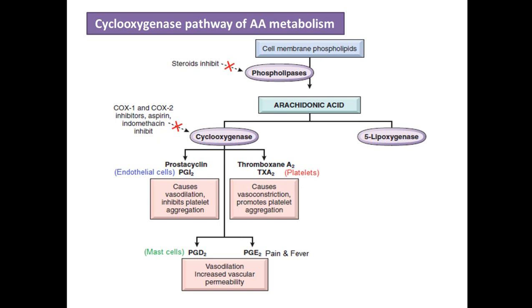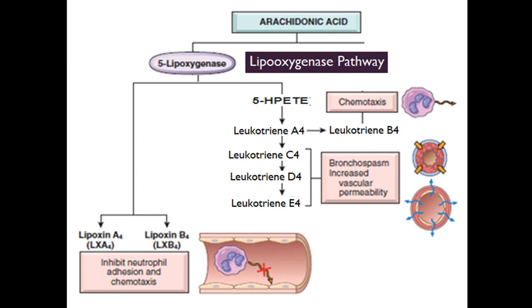In the platelets, the cyclooxygenase enzyme converts arachidonic acid into thromboxane A2, which causes vasoconstriction and promotes platelet aggregation. By that, we can say that it causes a situation which is procoagulant. In the mast cells, the cyclooxygenase enzymes convert arachidonic acid into PGD2 and PGE2. The PGE2 is particularly responsible for pain and fever. And here, PGE2 and PGD2 cause vasodilation and increased vascular permeability, which may result in tissue edema and exudate formation.